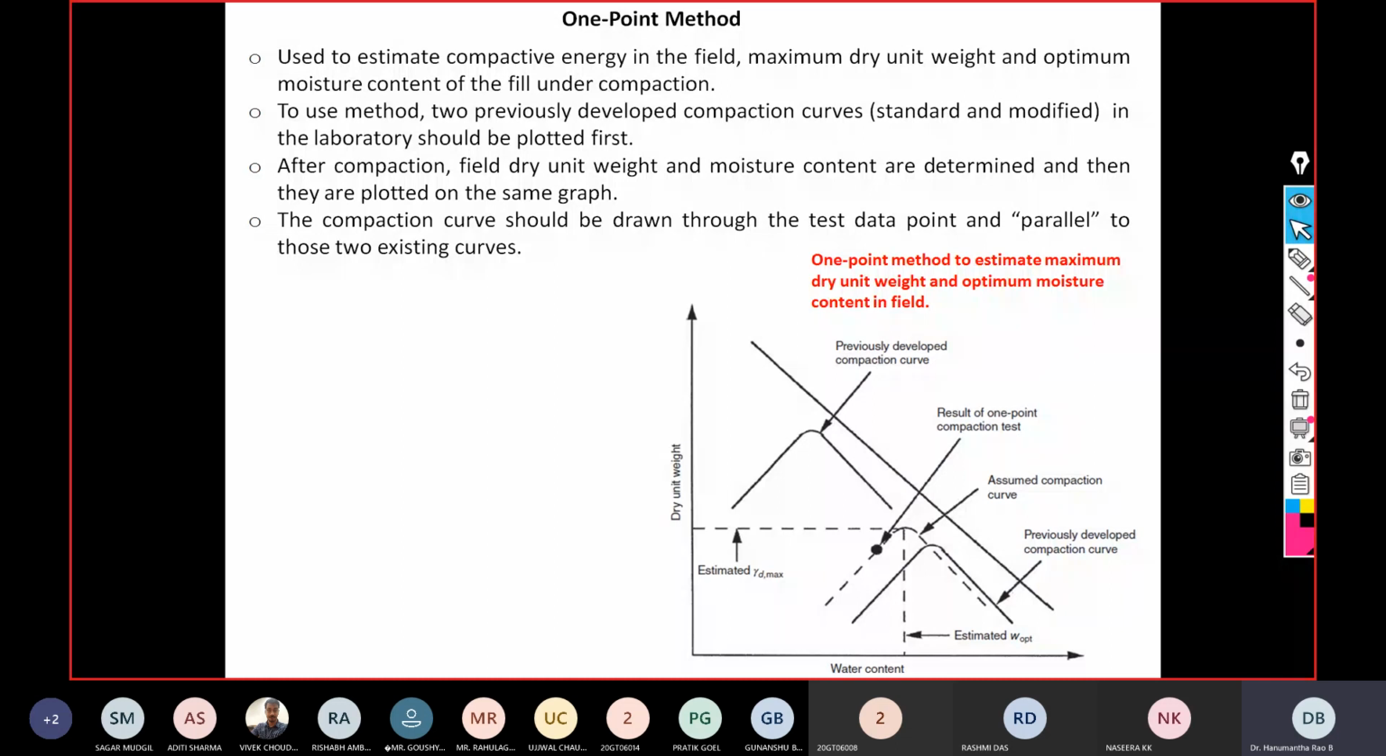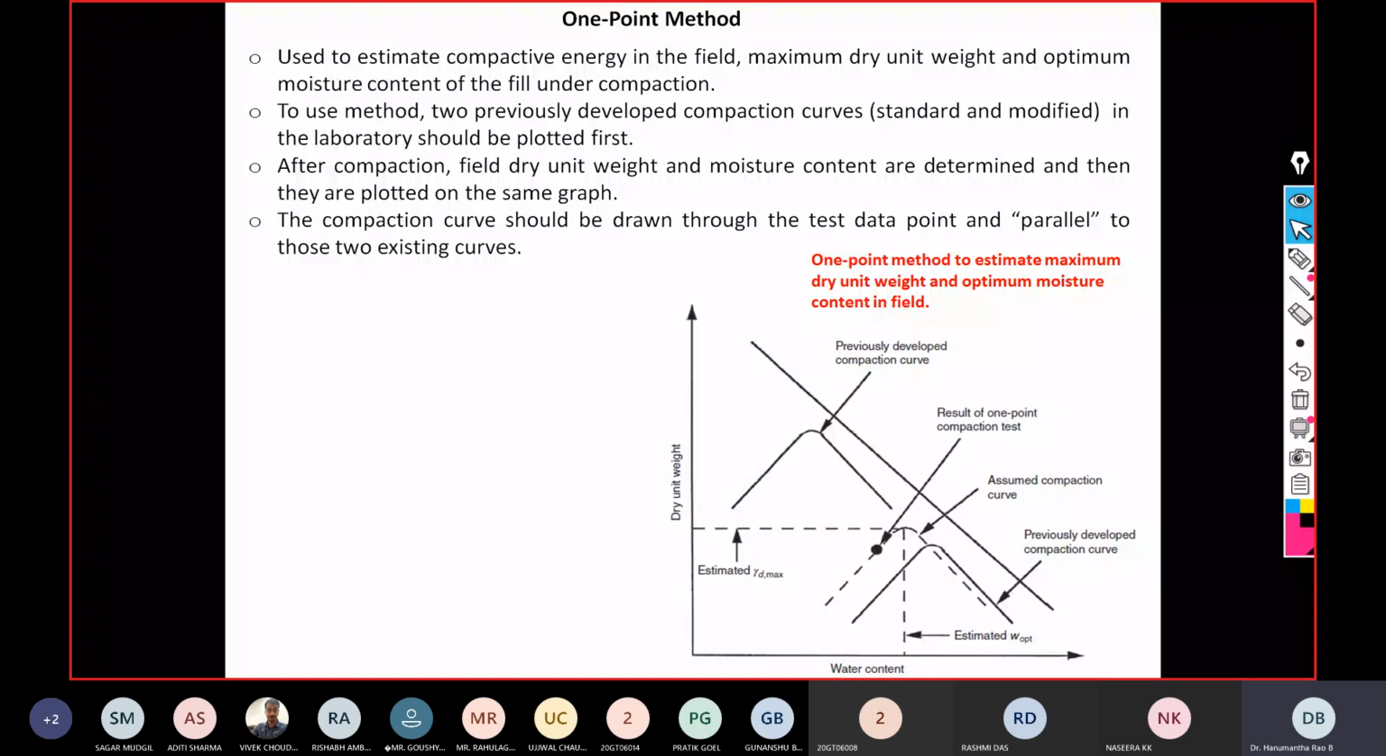So, did everybody get the lecture notes? Yes, sir. I converted the PPT into handout form.